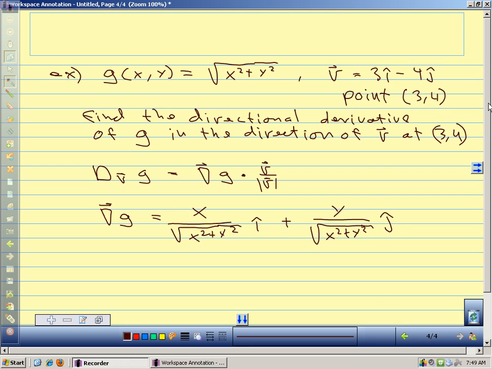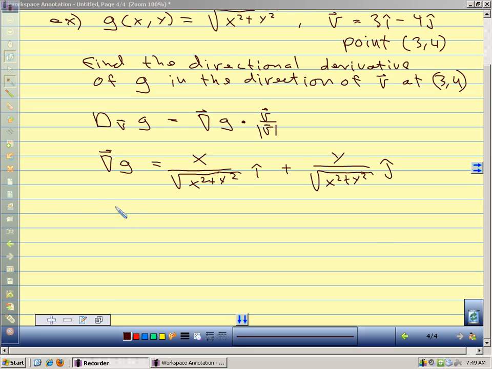And our unit vector, v over the length of v. The length of v is just the square root of 9 plus 16. So that's 5. So v over the length of v equals 3/5 i minus 4/5 j.